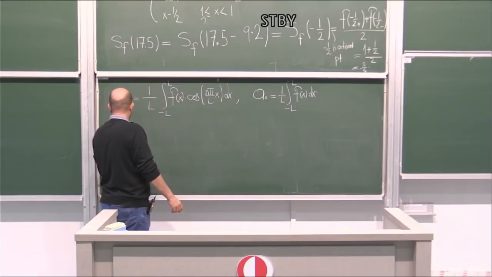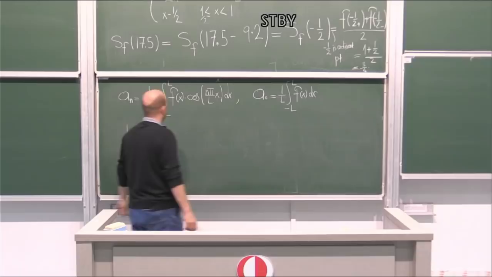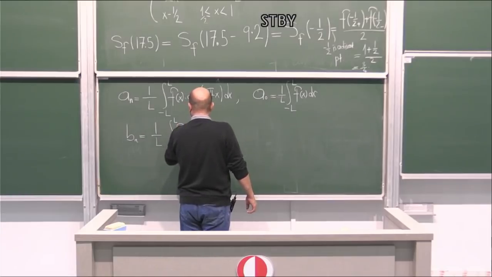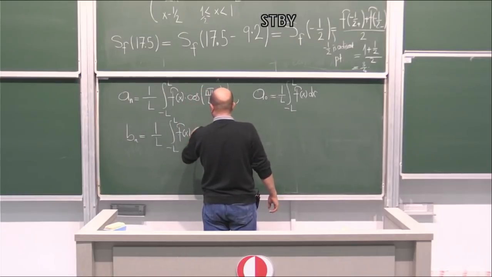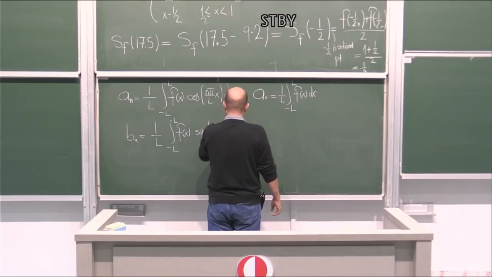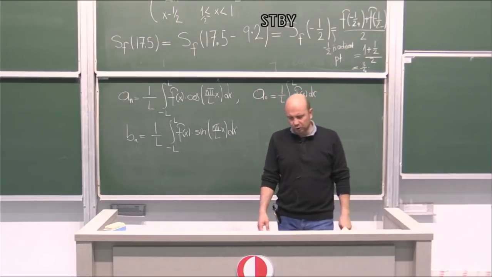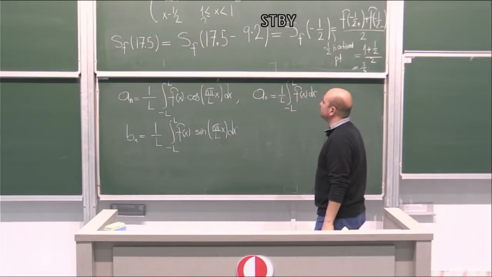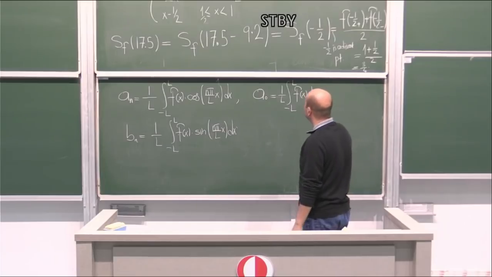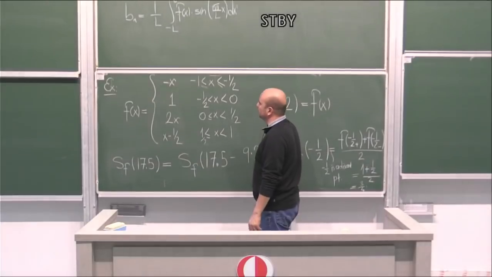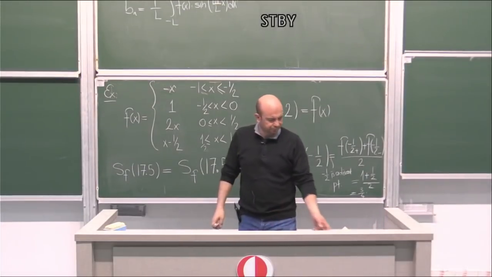And for b_n, we have 1 over L, integral from minus L to L, f of x times sine n pi over L x dx. So we are using this formula to compute the b_n coefficients. All right. Now, we can start doing examples of Fourier series.